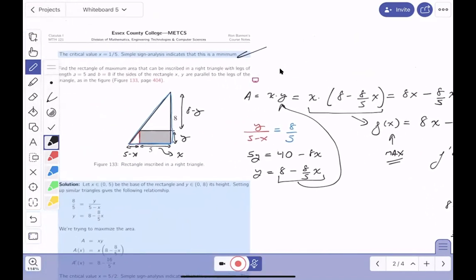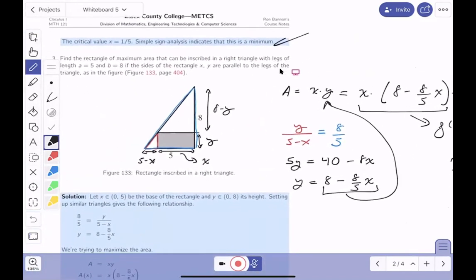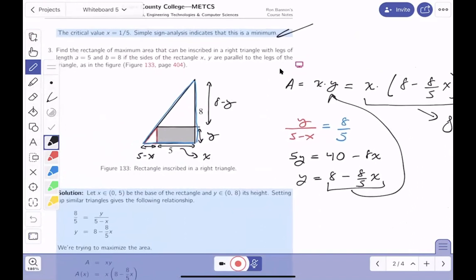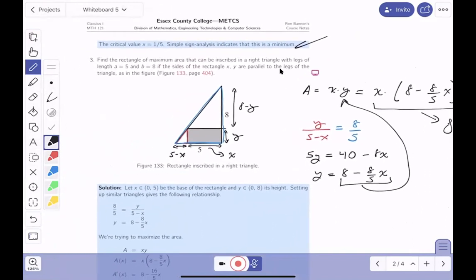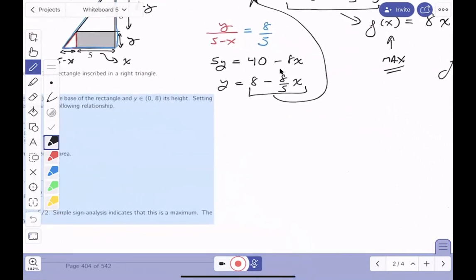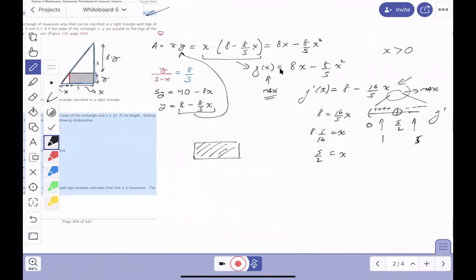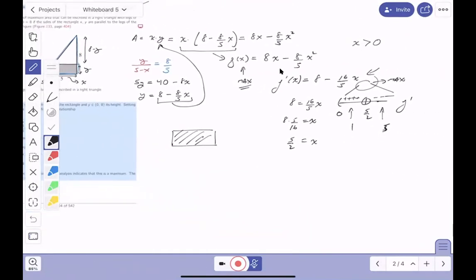Let's go back and read the question. I'm not sure what the question was at this point. They say, find the rectangle of maximum area that's inscribed in the triangle. The sides of the rectangle are x and y, as in the figure. So I think I found it. I'll put the rectangle over here. That's my rectangle. What's the x? I just did it, right? And the x was what? Oh, 5/2.